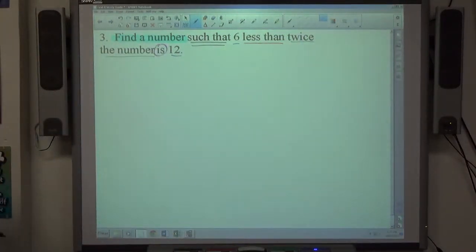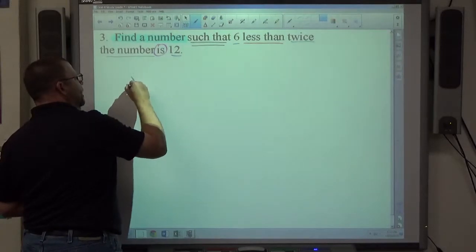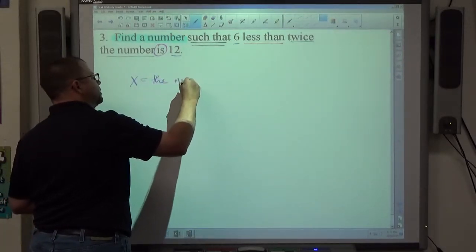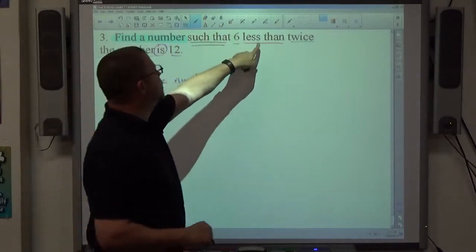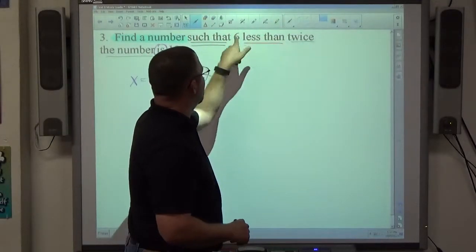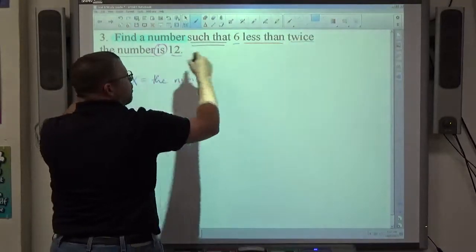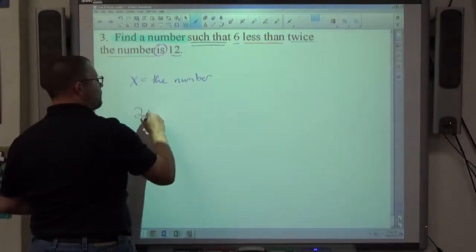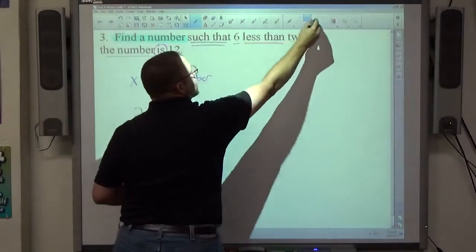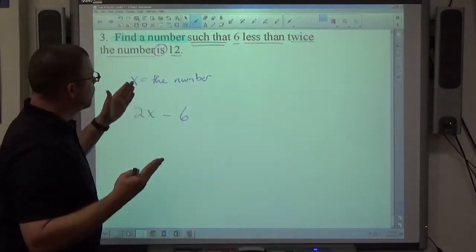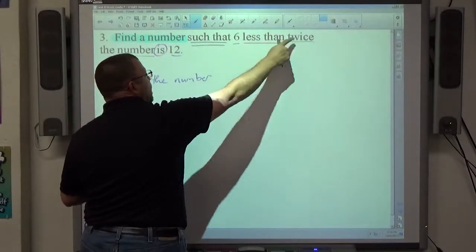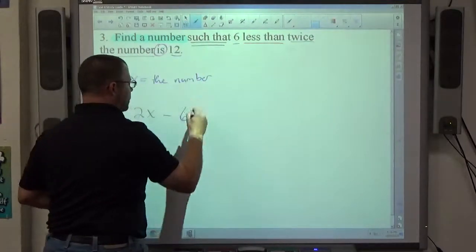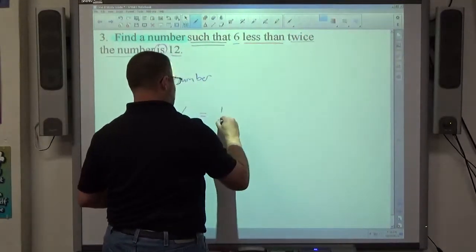So, first thing I'm going to do again is establish the number. X equals the number. So anytime they say the number or a number, they're referring to the letter X. So, less than means subtract in reverse order, so we do the second thing minus the first thing. So, twice the number, 2 times x, minus 6. So again, 6 and 2x are being subtracted, but again, less than subtract in reverse order. This goes second, this goes first. The word is equals, and 12 is the number 12.